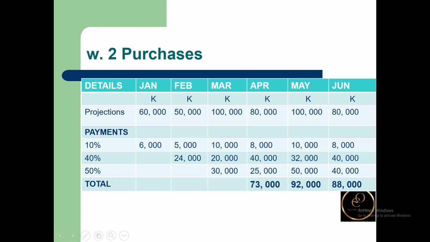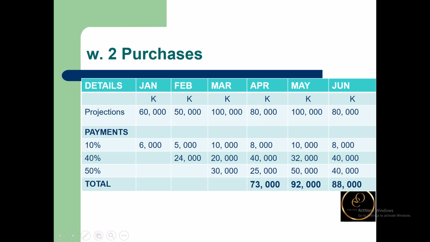Then 40% of 60,000 should be paid in the month following. So 40% of 60,000 will give you 24,000 in the month following, which will be February. Then 50% of 60,000 will be paid the month following, which is March, which is 30,000. You have 6,000 in January itself, 24,000 in February, the month following the month of purchase, then 30,000 in the month following, which is March. So that's how that 60,000 will be catered for.